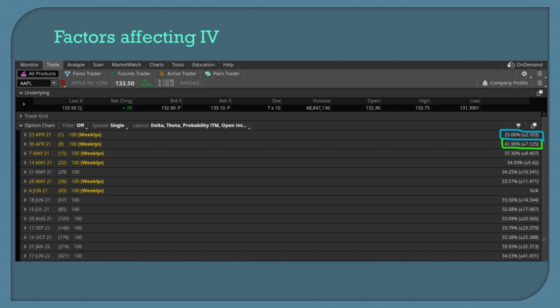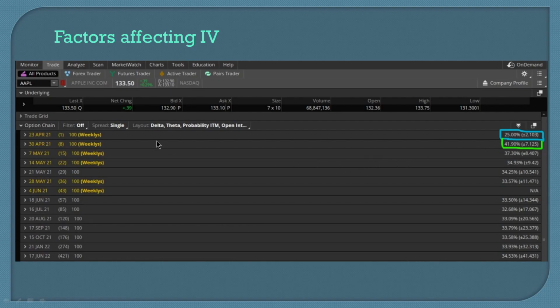An example of one of the factors that can affect IV. Here is a screen capture for Apple on the Thinkorswim software. Every row is an option for Apple. Each of these options have different expiration date. They also have different implied volatility. The percentages on the far right are the implied volatility for that option.